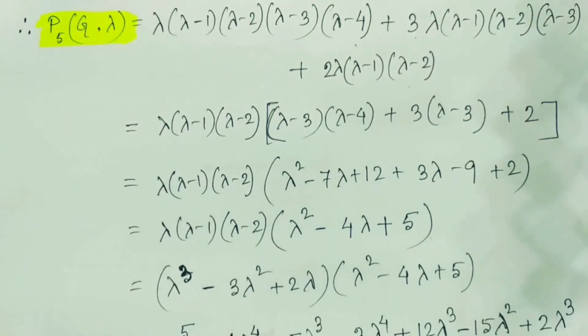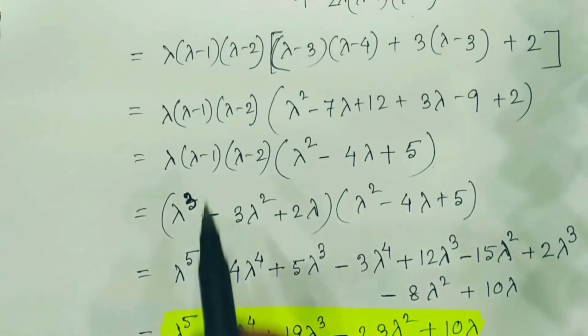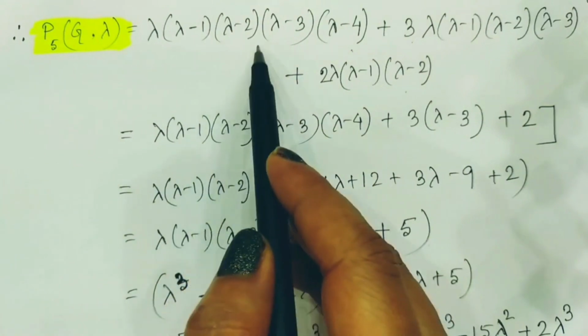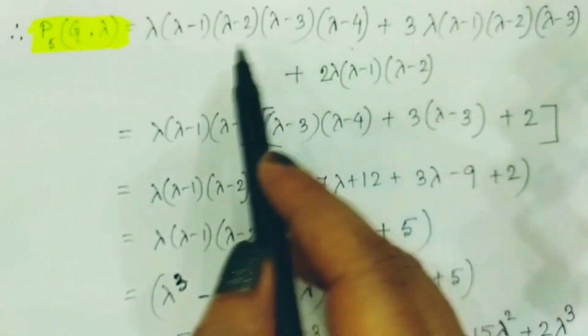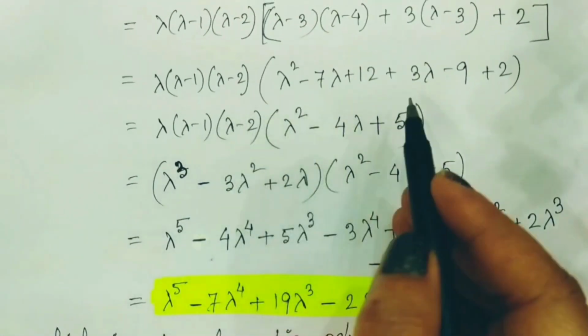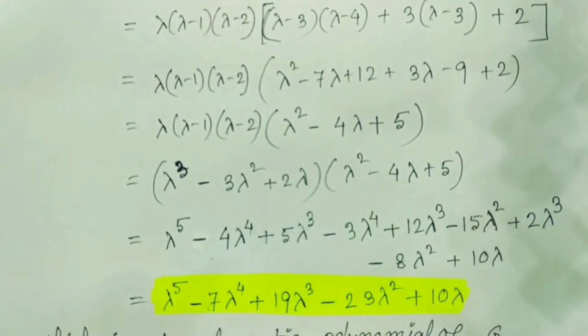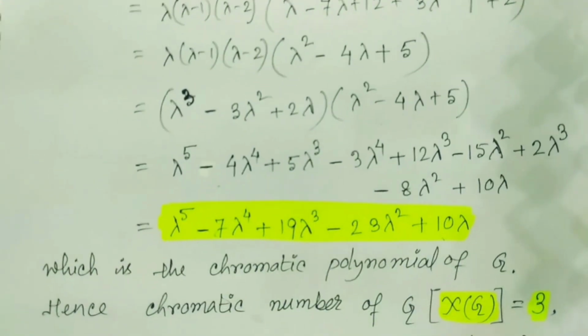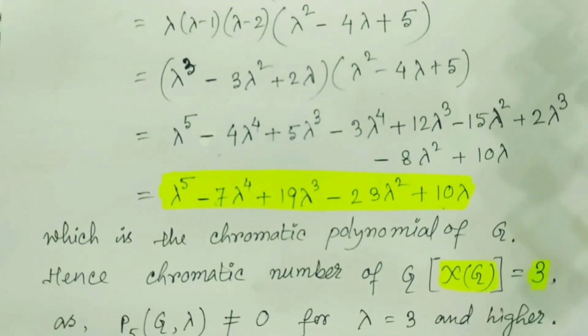So if we now simplify, then we will find out that we just take common lambda into lambda minus 1 into lambda minus 2 from all of this, because everywhere it is common. So after taking common, we will find out this one, and after simplification we will get this one, and finally we will get this one as the chromatic polynomial. So this is the chromatic polynomial of G.